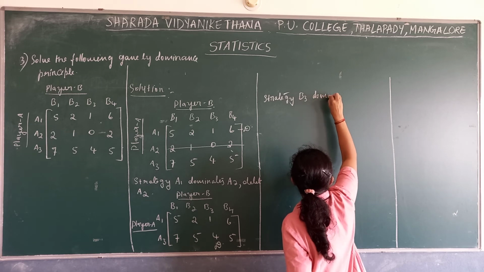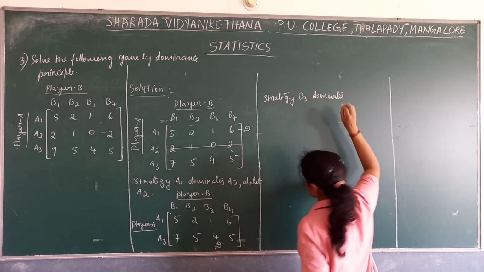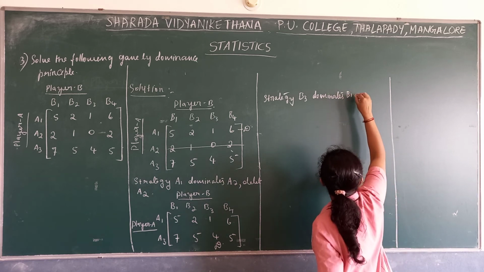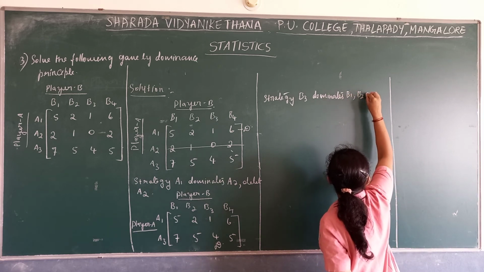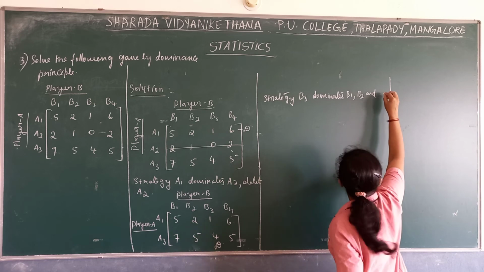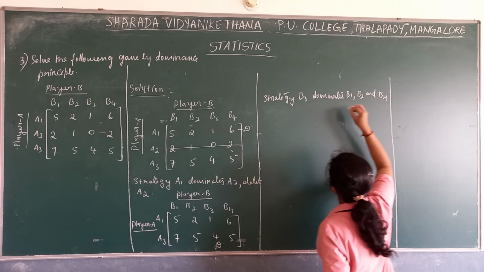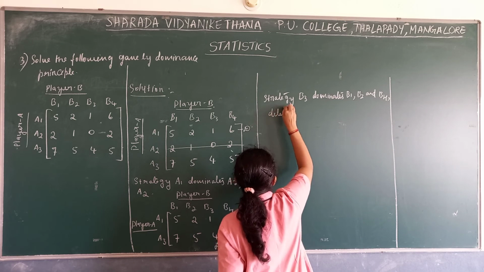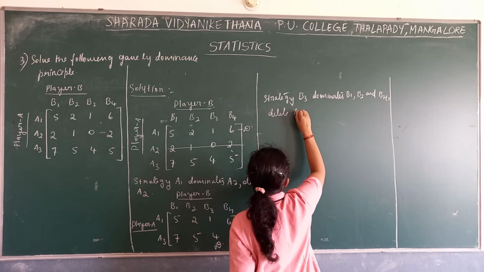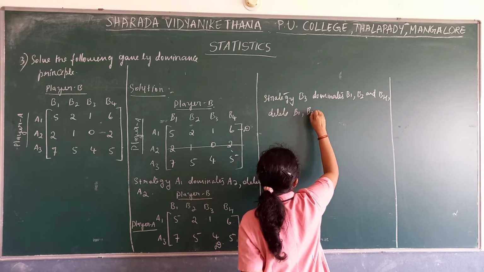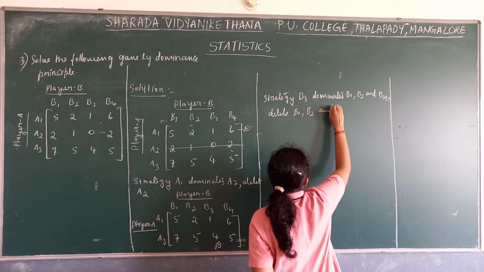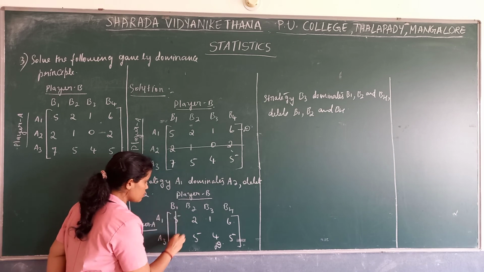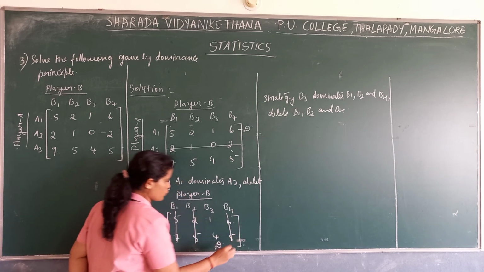So here strategy B3 dominates B1, B2 and B4. So delete B1, B2 and B4.